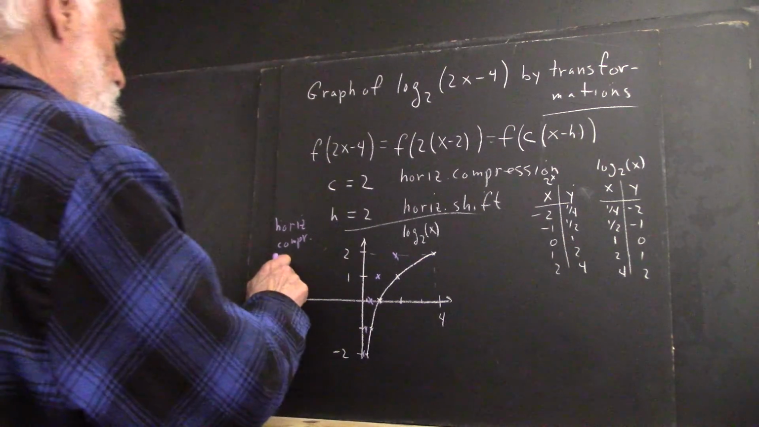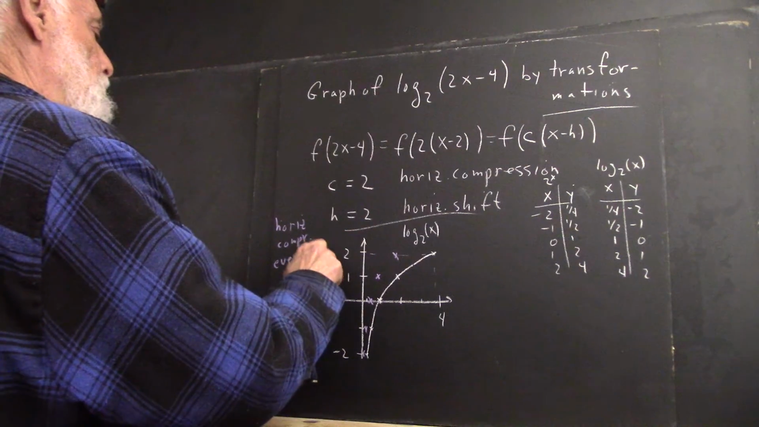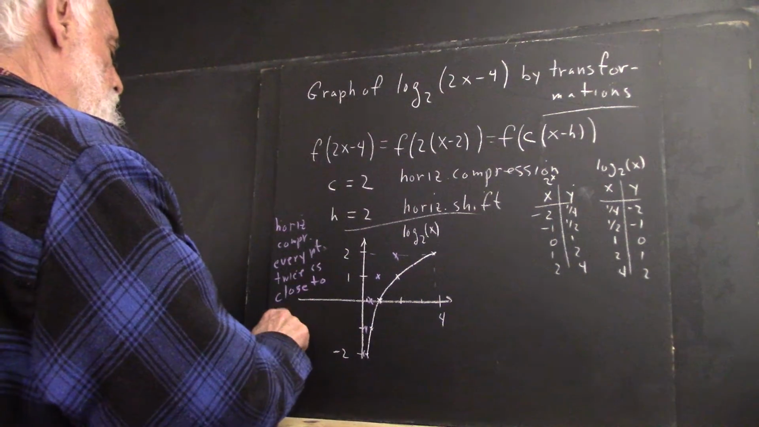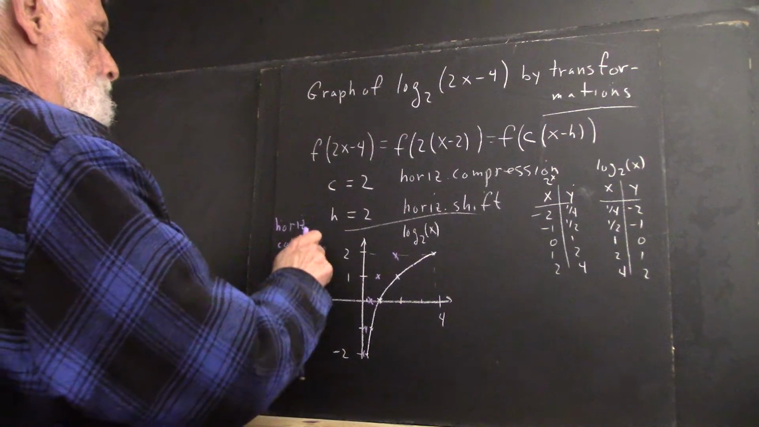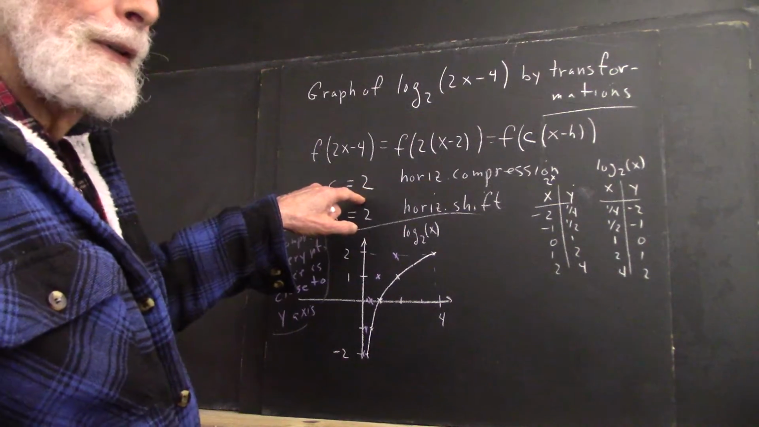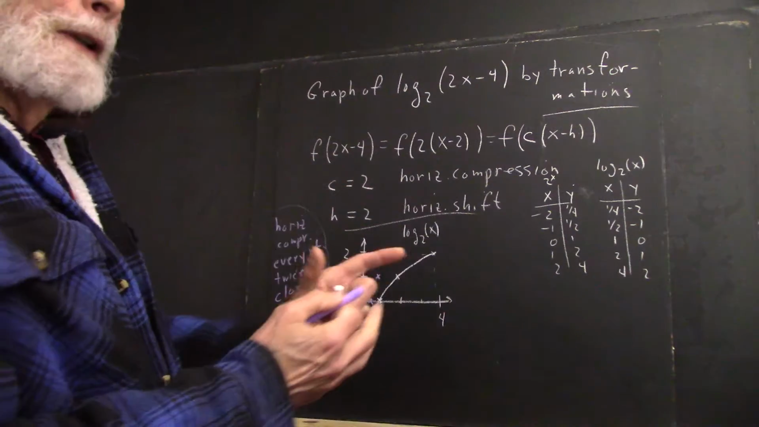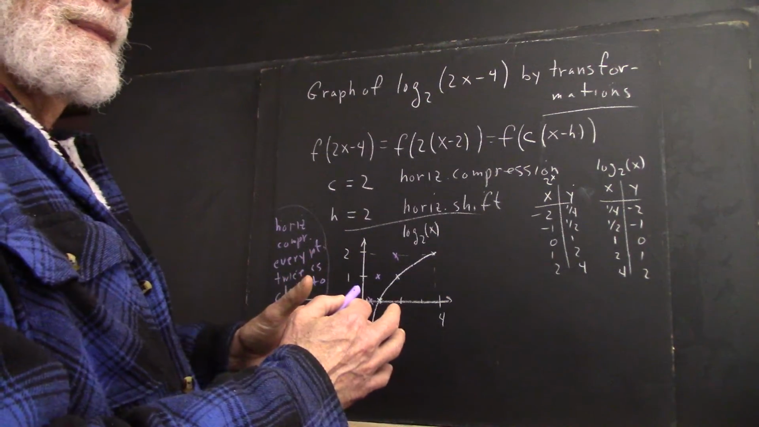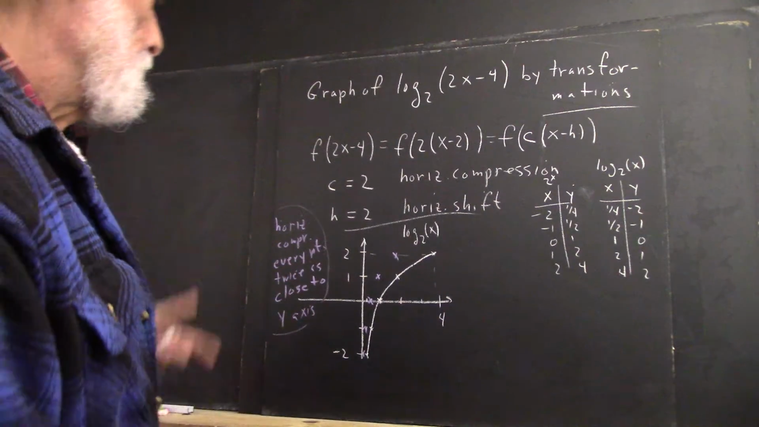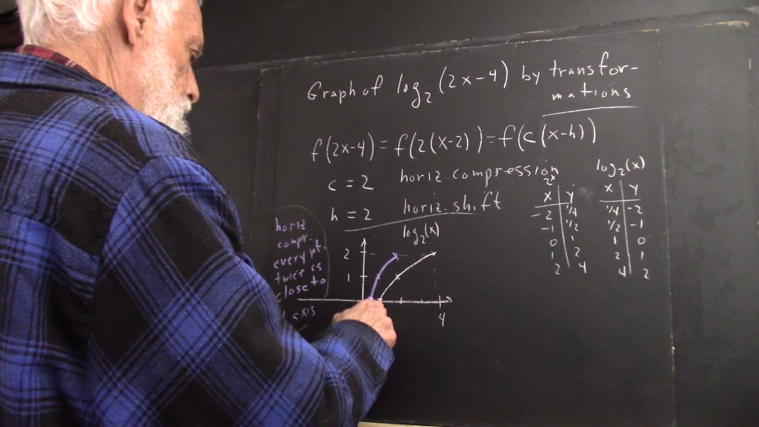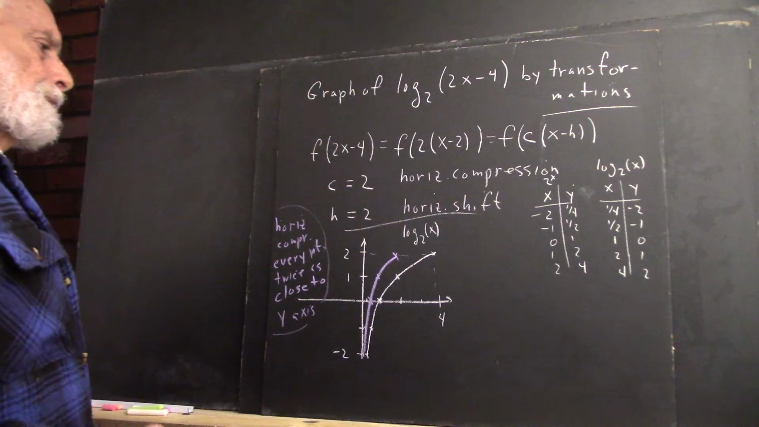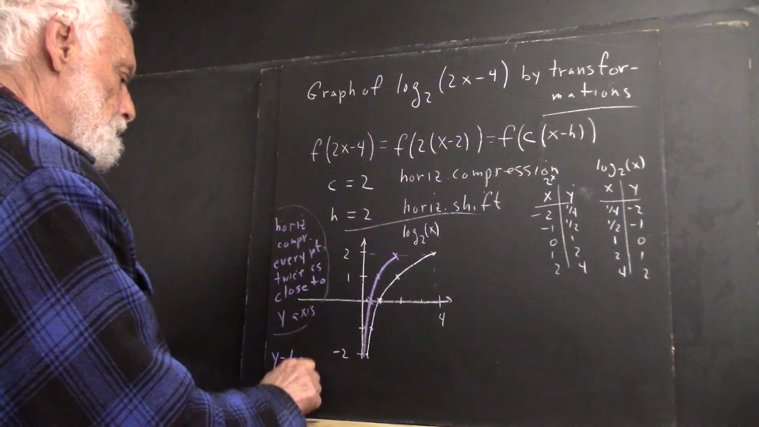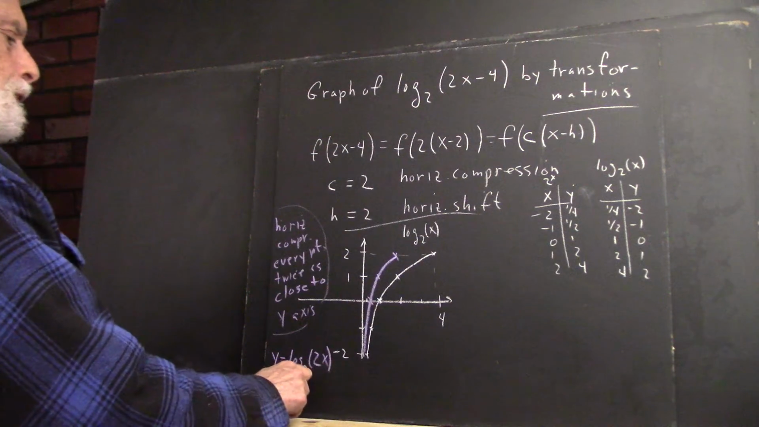Horizontal compression: every point becomes twice as close to the y-axis. That's because your compression is by factor 2. If c was 3, they'd become 3 times as close. If c was 1/4, then you'd have a horizontal expansion by factor 4. You'd move 4 times as far away. In any case, here is the resulting graph. And this is the graph of y equals log base 2 of 2x.